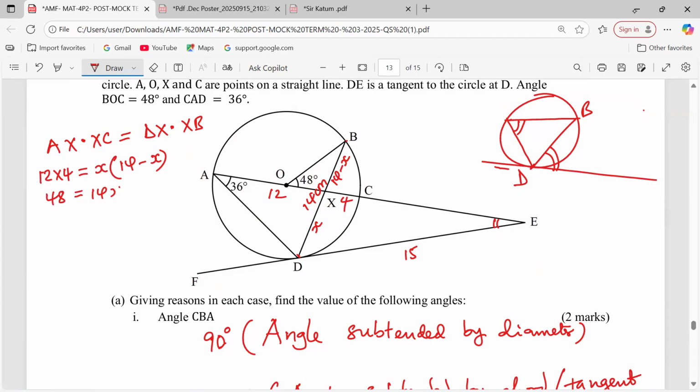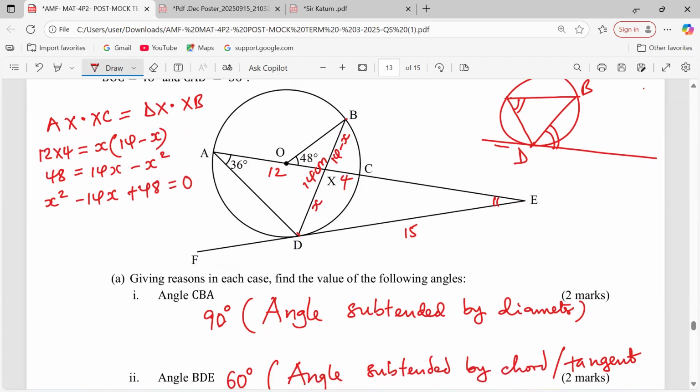Then 14X minus X squared, actually. This is our quadratic. Let's solve it. So X squared minus 14X, I've brought them to the left, so that we have... is it minus? No, positive, because 48 is already to the left. We remain with a 0 like that.